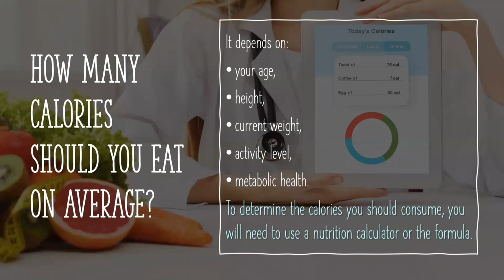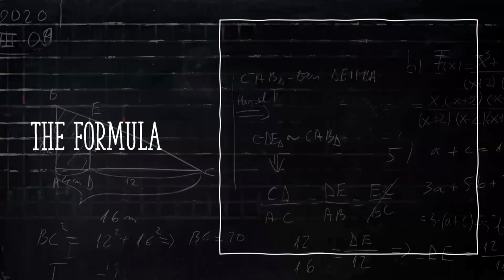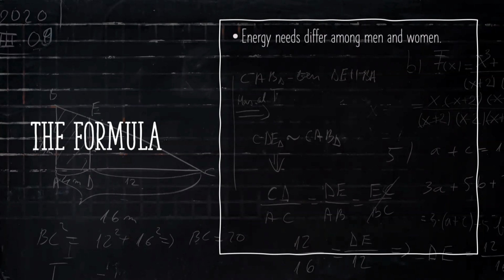How many calories should you eat on average? The answer to this question depends on numerous factors including your age, height, current weight, activity level, and metabolic health, among several others. To determine the calories you should consume, you will need to use a nutrition calculator or the formula we will introduce. The following formula will help you calculate the average daily number of calories you need to maintain your current weight. Because energy needs differ among men and women, there are different calculations for each.